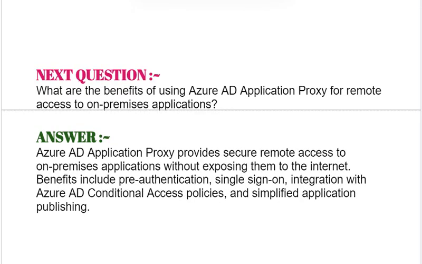Our next interview question is: what are the benefits of using Azure AD application proxy for remote access to on-premises applications? Your answer should be: Azure AD Application Proxy provides secure remote access to on-premises applications without exposing them on the Internet. Benefits include pre-authentication, single sign-on, integration with Azure AD conditional access policies, and simplified application publishing.